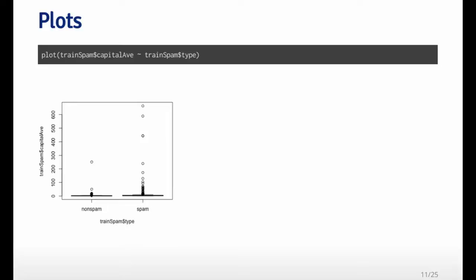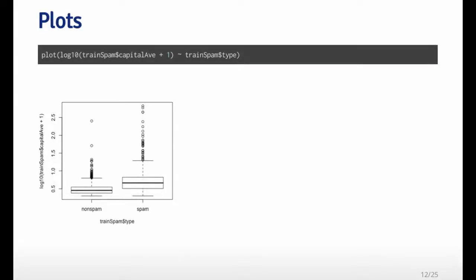Here we're looking at a variable called capitalAve, the average number of capital letters. You can see that it's difficult to look at this picture because the data are highly skewed. In these kinds of situations, it's often useful to take a look at the log transformation of the variable. So here, I'm going to take the base 10 log of the variable and compare spam and non-spam. Since there are a lot of zeros in this particular variable, taking the log of 0 doesn't make sense. So we'll just add 1 to that variable so we can take the log and get a rough sense of what the data look like.